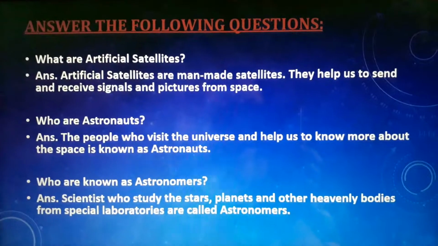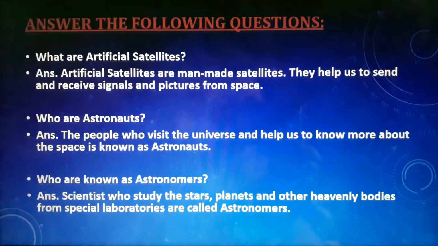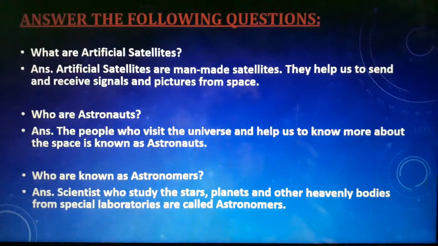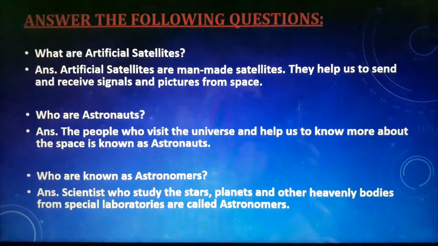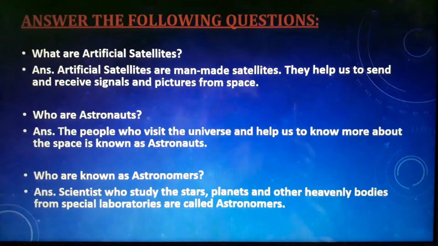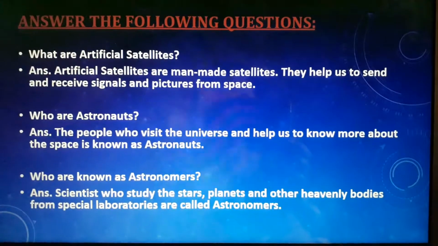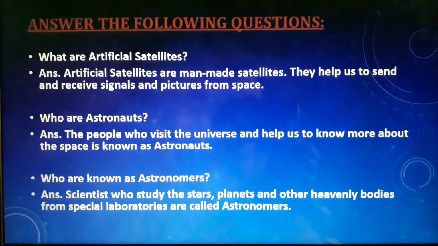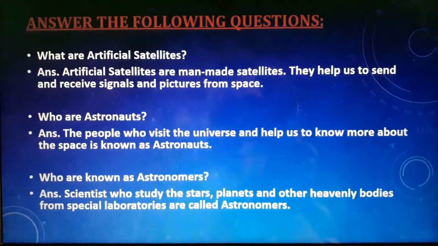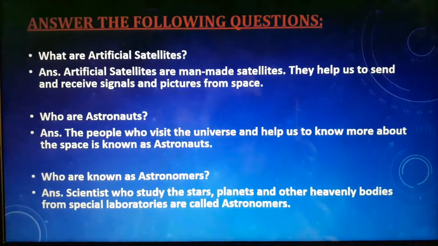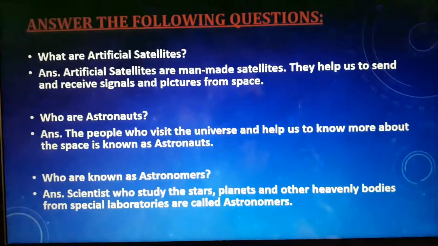What are artificial satellites? Artificial satellites are man-made satellites. They help us to send and receive signals and pictures from space. Who are astronauts? The people who visit the universe and help us to know more about the space are known as astronauts. Who are known as astronomers? Scientists who study the stars, planets and other heavenly bodies from special laboratories are called astronomers.